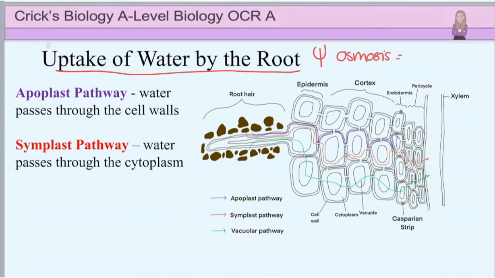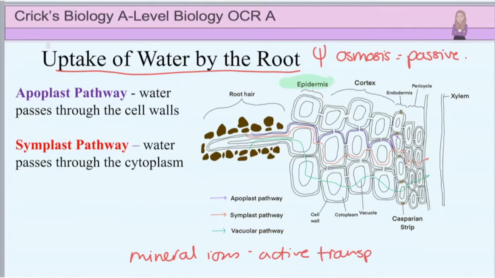Mineral ions are taken up from where they are in a lower concentration in the soil to where they are in a higher concentration in the root cells by active transport. Water then needs to move through from the epidermal cells to the xylem in the centre of the root, and there are two main pathways, the apoplastic and symplastic.